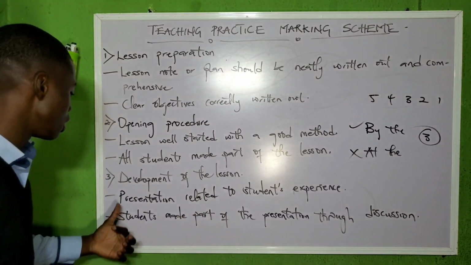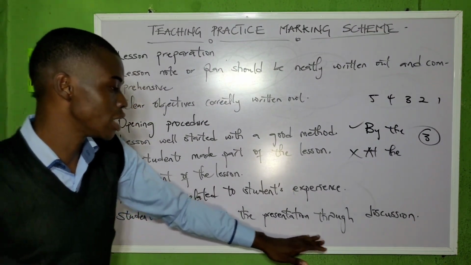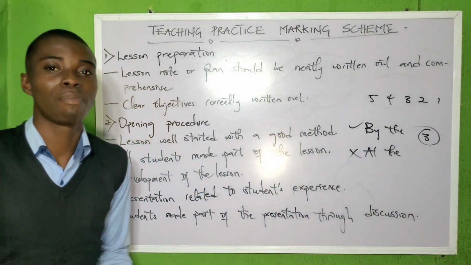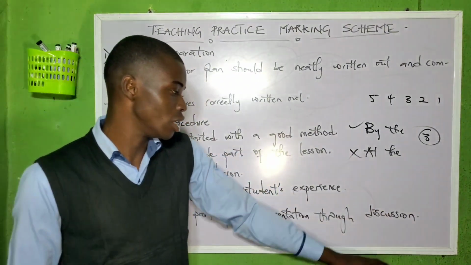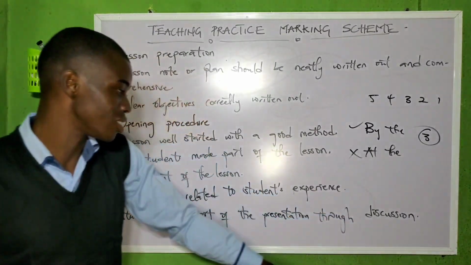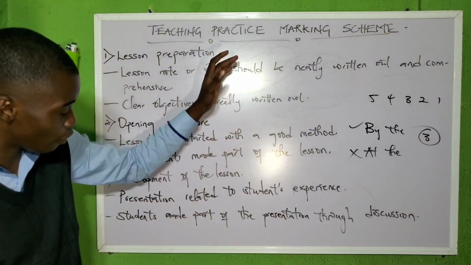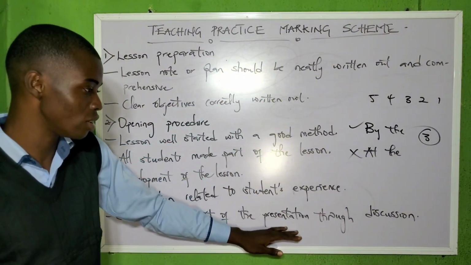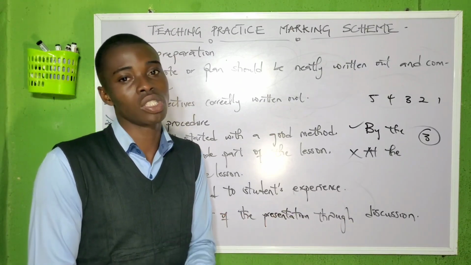The next one is students made part of the presentation through discussion. So what you are presenting to them, we should all discuss. So we are giving you another method again. The method you are using here now is what? Discussion method. So here, students should be actively involved. It should not be just lecture method. From the beginning of the class down to step 3, here is discussion method, which is very, very vital.